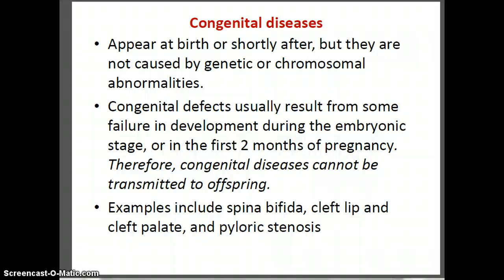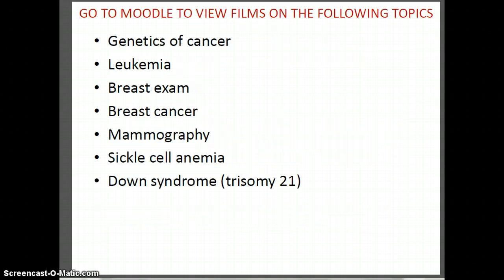Congenital diseases appear at birth. Congenital means a disease that appears at birth. They do not get passed on generally to offspring because they are a failure in development rather than a failure or an abnormality of genetics. Here are some examples of the conditions that are inherited as congenital diseases: spina bifida, cleft lip and cleft palate, and pyloric stenosis, which means the pyloric valve in the GI tract is not open.